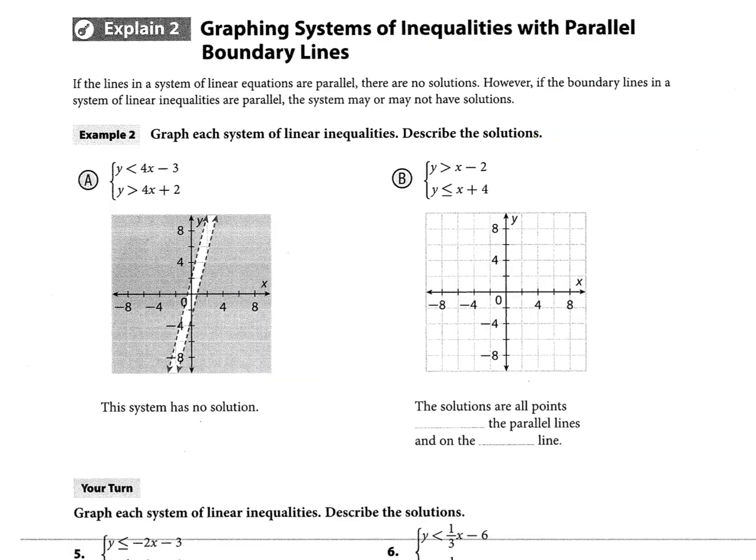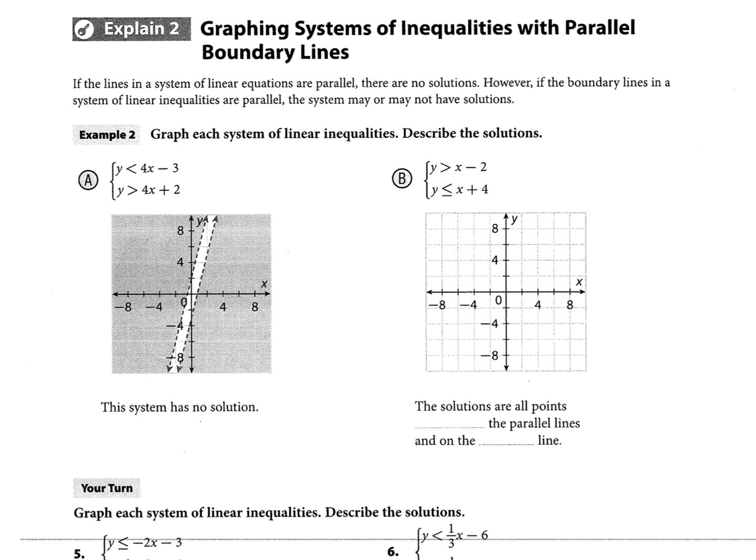If lines in a system of linear equations are parallel, there are no solutions. However, if the boundary lines in a system of linear inequalities are parallel, the system may or may not have solutions. A shows an example where there is no solution. Because they are shaded in opposite directions, there is no overlapping shade.